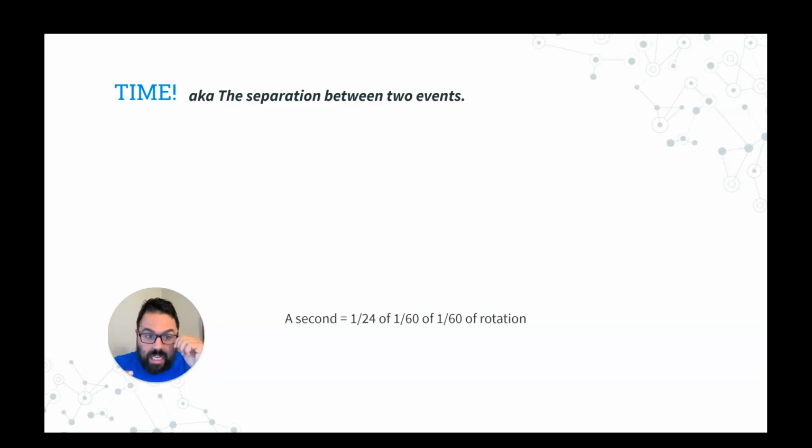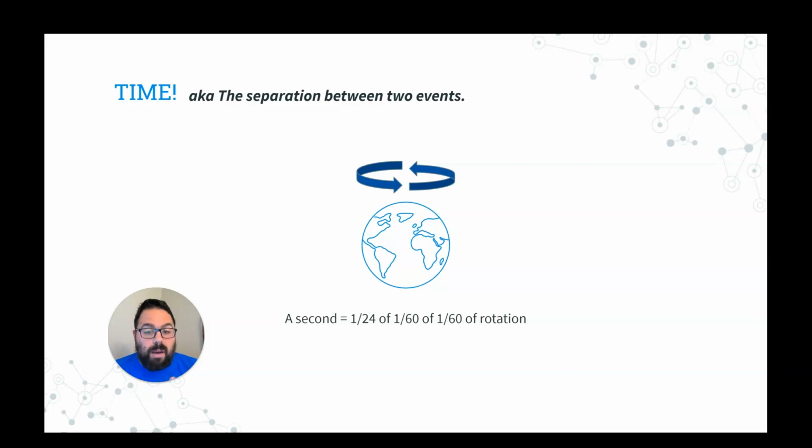A second is going to be our base unit. A second is 1/24th of 1/60th of 1/60th of a rotation. What does that even mean, right? What we're talking about is the rotation of the Earth. So time is kind of cool because it's based on something physical. How we measure a second is based on a day.